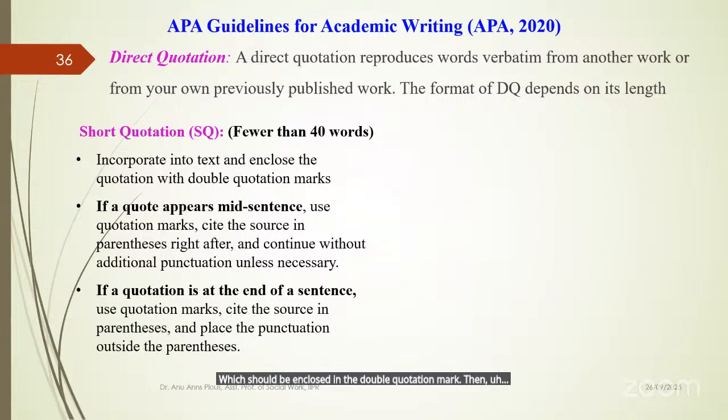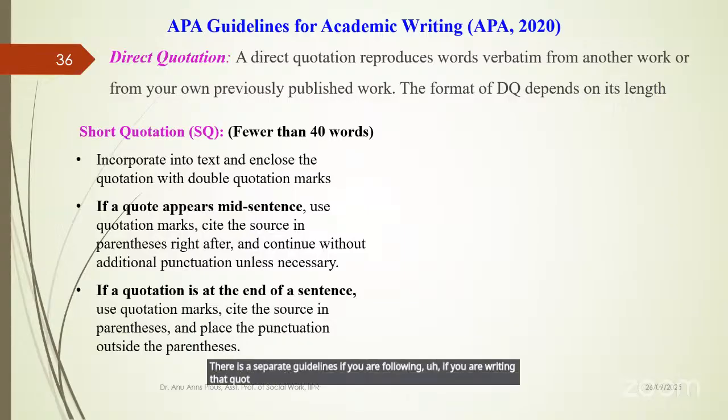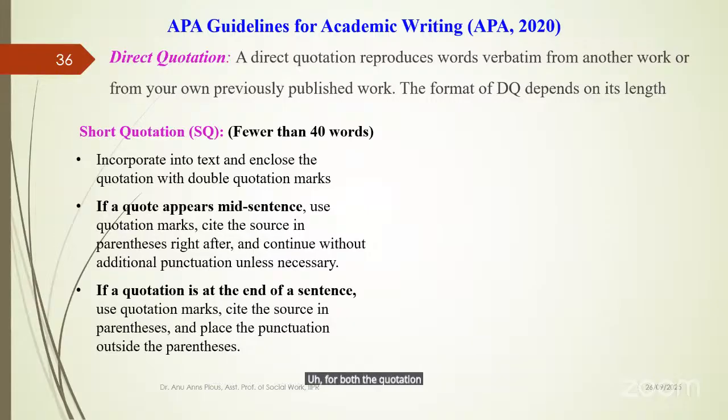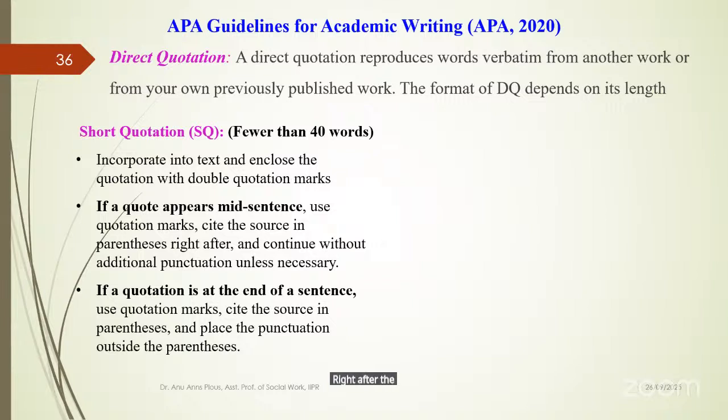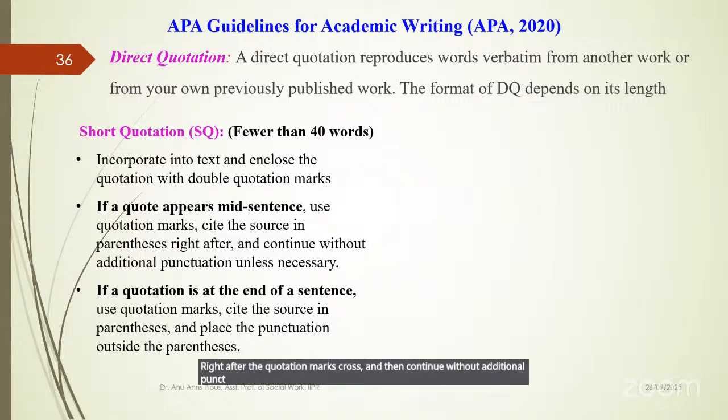Then there are separate guidelines depending on whether you write that quotation at the end of the paragraph or in the middle of the sentence. For both, the quotation mark is mandatory, but placing the punctuation mark immediately after it will have slight differences that you have to explore further. For example, if a quote appears mid-sentence, use the quotation marks, cite the source in parentheses right after the closing quotation marks, and then continue without additional punctuation unless it is necessary.